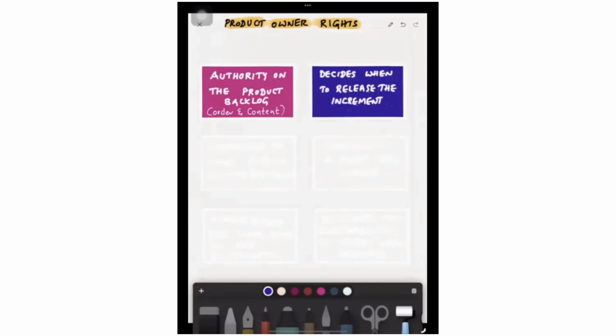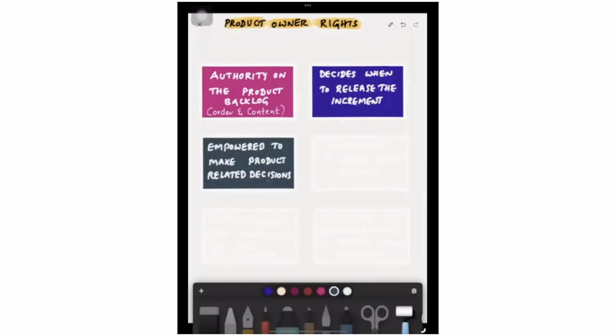The product owner will check for the right time by looking at whether the increment is adding any additional value to the users and customers. Is it usable or not, is it meeting the definition of done or not? Market conditions, end user expectations, any regulatory, legal or compliance sign-offs required. Based on those parameters, time to time, the product owner will make the decision of releasing the increment into production. So the product owner is empowered to make product-related decisions.